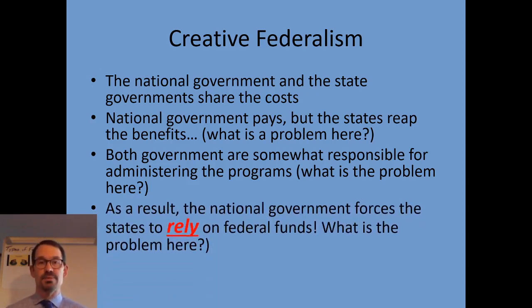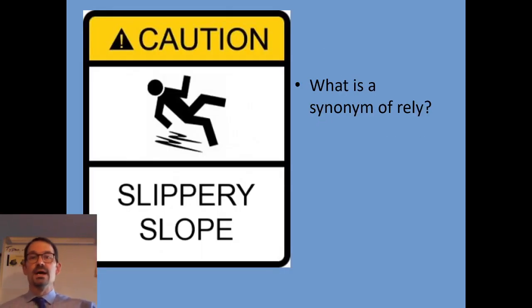Finally, as a result, the national government forces the states to rely on federal funds, right? The states start becoming addicted for the first time here, right? National government starts forcing the states to rely on federal funds because if they don't take the money, they can't administer the programs. If they can't administer the programs, they get thrown out of office. This is huge. All right. So, slippery slope, rely, addicted. Please understand this. This is the first time the states really start becoming addicted to federal government money and they can't refuse it.